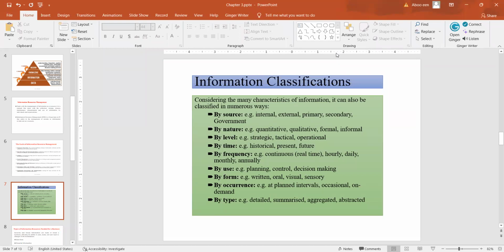So there are occurrences. We may collect the information on demand. Seasonal informations, like let's say the festival sales, seasonal informations. By type. What sort of information classification? By type.